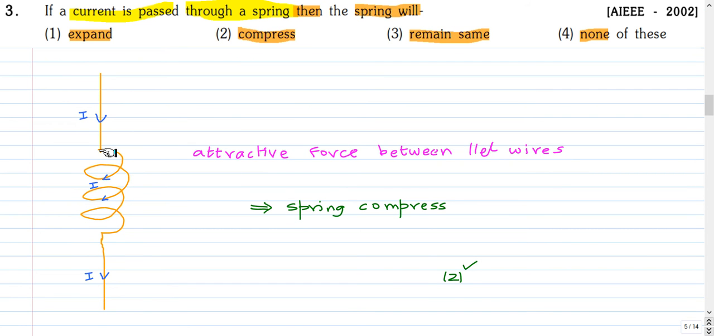So this is a schematic of a spring in which the current is flowing in this downward direction. So the part of the spring in which it's out of the plane of the paper, the current will be in this direction. So it's as if current is flowing through two parallel conductors. When current is flowing through two parallel wires in the same direction, there will be an attractive force. So since there is attractive force between these two parts, the spring will compress. The correct option is option 2.